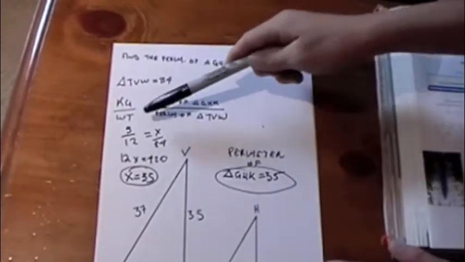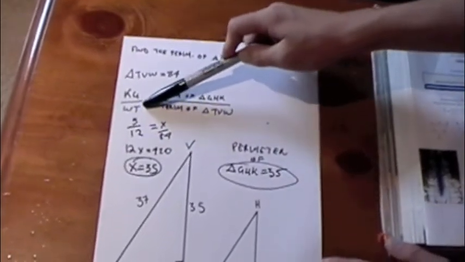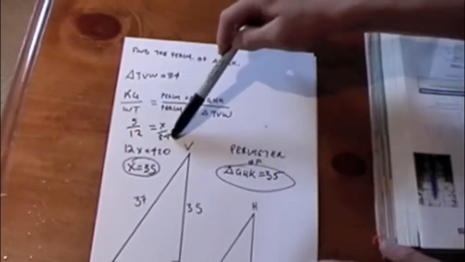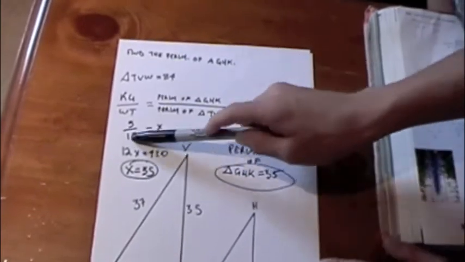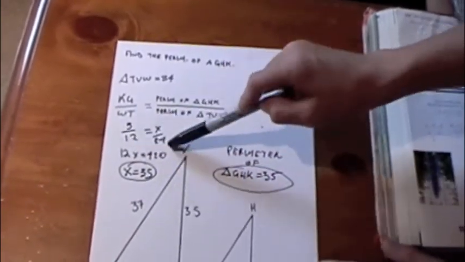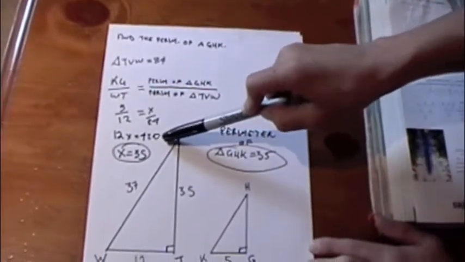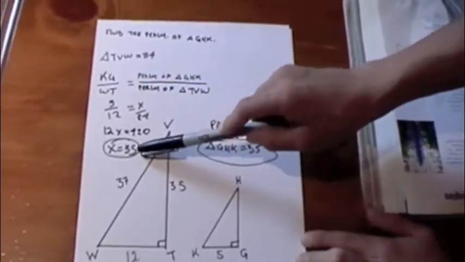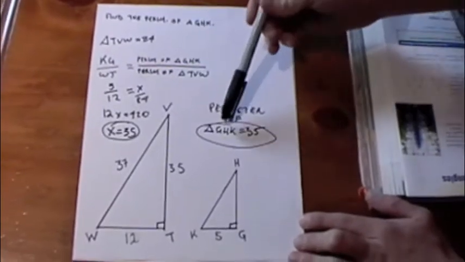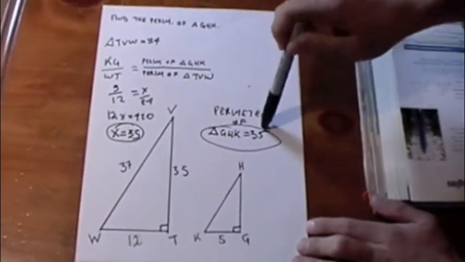Now, you have your proportion all set up. You multiply across and get 420. You multiply across and get 12x. 12x equals 420. You divide that by 12. X equals 35. The perimeter of triangle GHK equals 35.